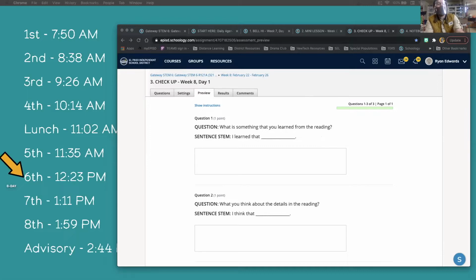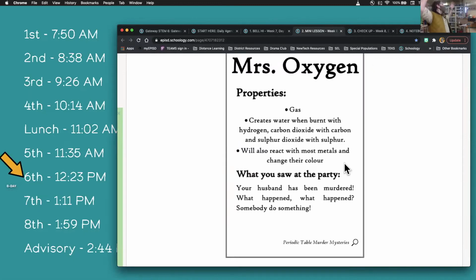Can I get a volunteer to read about Miss Oxygen? So here we have Mrs. Oxygen. She is a gas, floats in the air, okay? She can create water with hydrogen, carbon dioxide with carbon, and sulfur dioxide with sulfur. And she is reactive to multiple metals, most metals actually, and their color will change. And then Mrs. Oxygen's husband was murdered.